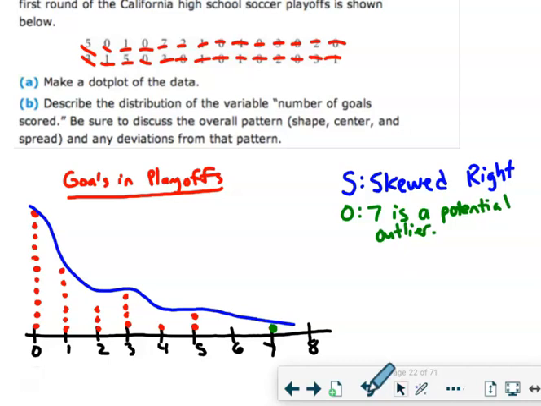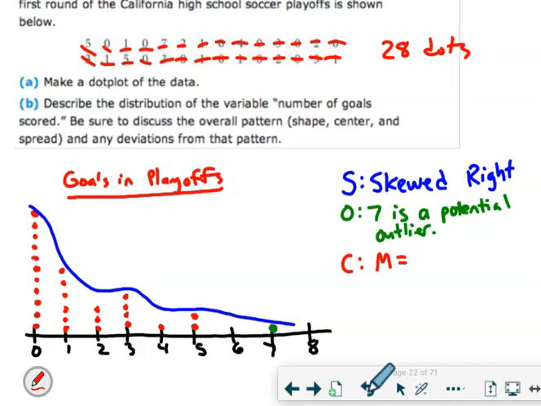Okay? Then we have center, which is the median. So there's 28 total dots here. If there's 28 dots, we cut that in half. We find the 14th dot and the 15th dot. So we start from the beginning. 1, 2, 3, 4, 5, 6, 7, 8, 9, 10.